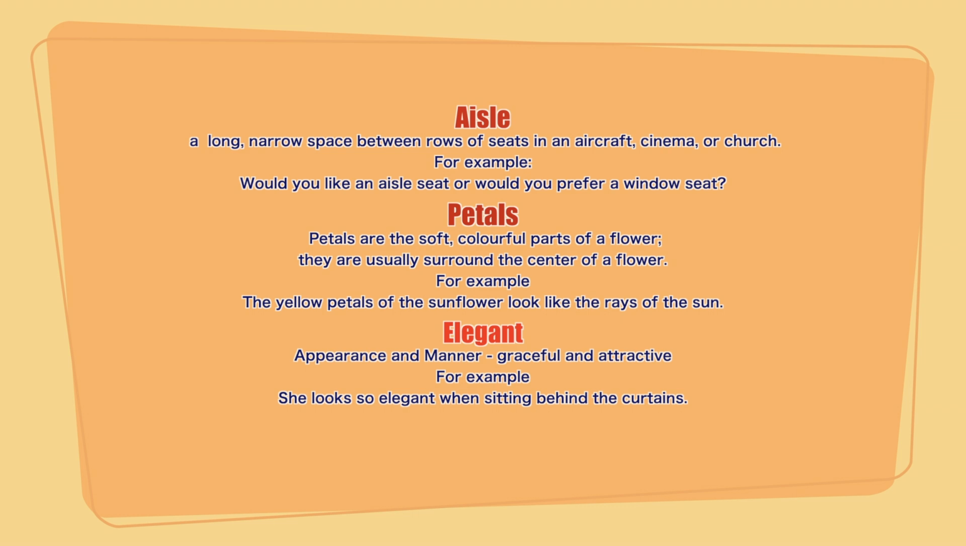Petals. Petals are the soft, colorful parts of a flower. They usually surround the center of a flower. For example, the yellow petals of the sunflower look like the rays of the sun. Elegant. Elegant usually describes a manner or appearance which is graceful and attractive. For example, she looks so elegant when sitting behind the curtains.